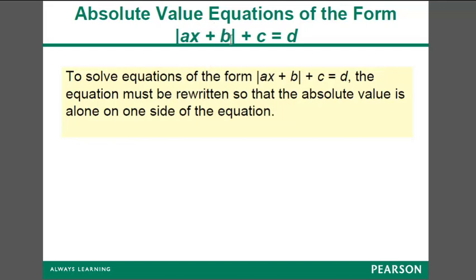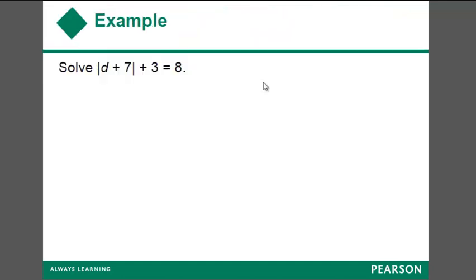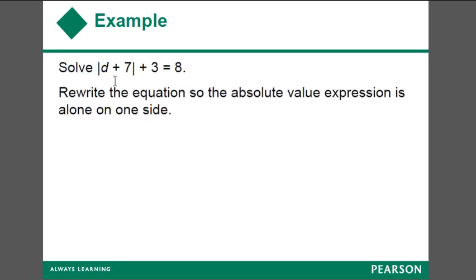When an equation is set up where you have the absolute value of an expression plus another number equal to another number, you must first rewrite it so that the absolute value is alone, or isolated, on one side, which I've already been talking about a little bit. So for example, when I have the absolute value of d plus 7, plus 3 is equal to 8, I want to get the absolute value alone first. So I want to rewrite the equation so the absolute value expression is alone on one side.